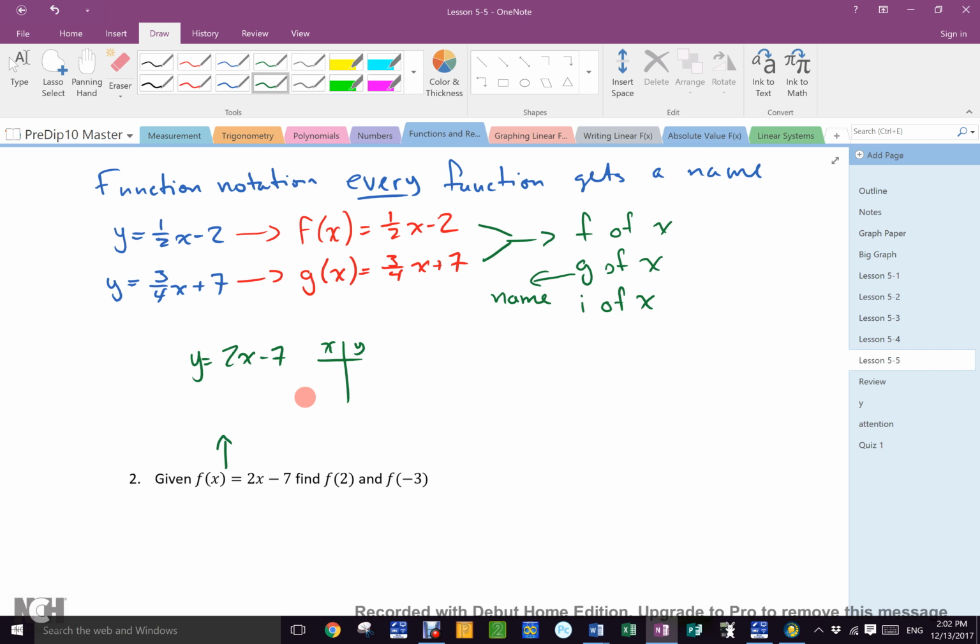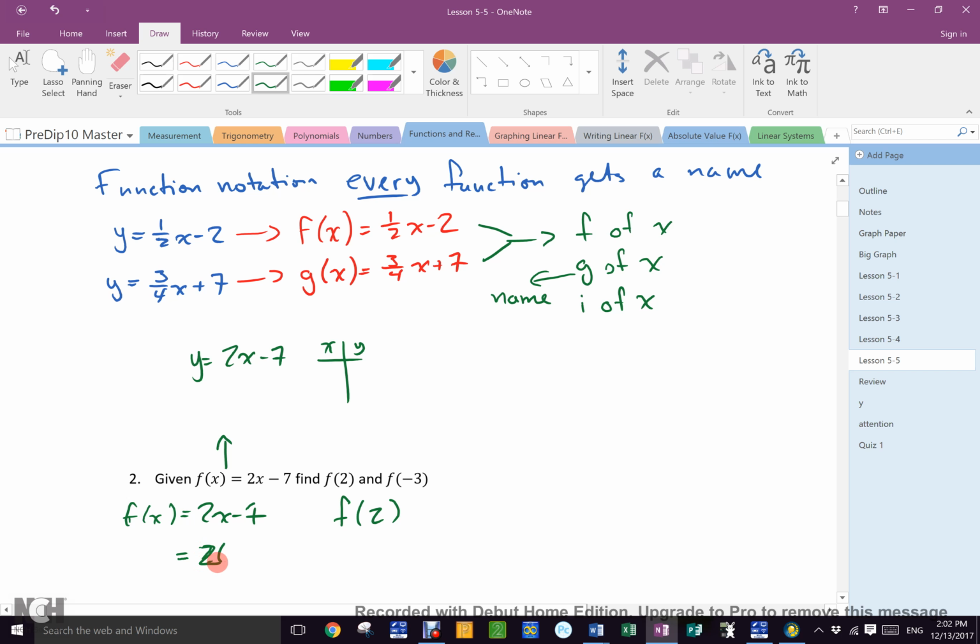Notice, please, in grade 10, we are told f of x equals 2x minus 7, and we are told to find f of 2. You guys are smart kids. What letter is that? Great. What number is that? What used to live in that space? What lives in that space now? Which means x is what? So what lives in that space now? 2.